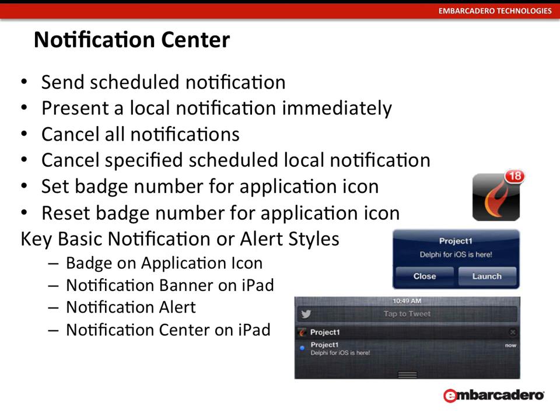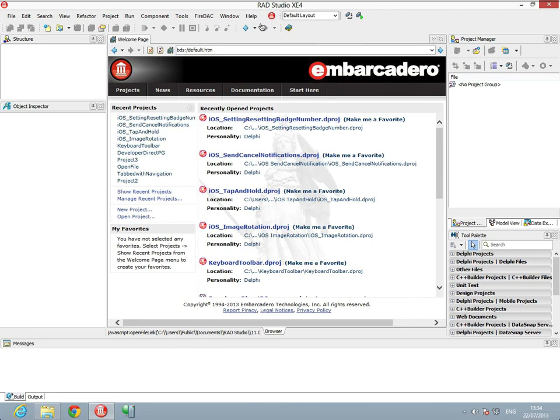So the key basic notification or alert styles here are the ones that we can see on the screen. And we either get a badge or an application icon. We get the notification banner on the iPad. We get the notification alert and the notification center on the iPad. So let's have a look at the notification center interface in action.